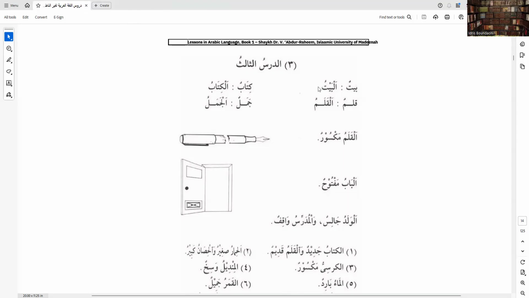This is the Medina Arabic Book, Volume 1, written by Dr. V. Abdul Rahim. Today we're going to look at الدرس الثالث, Lesson 3. Again, we said الدرس means lesson, and الثالث is number 3.